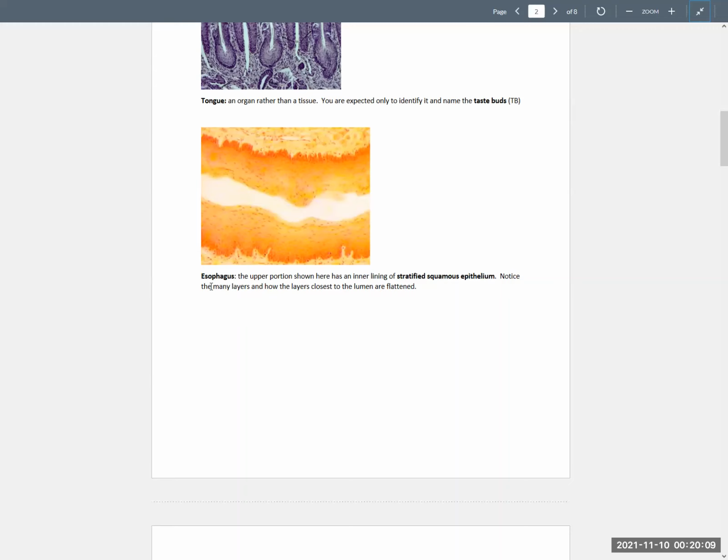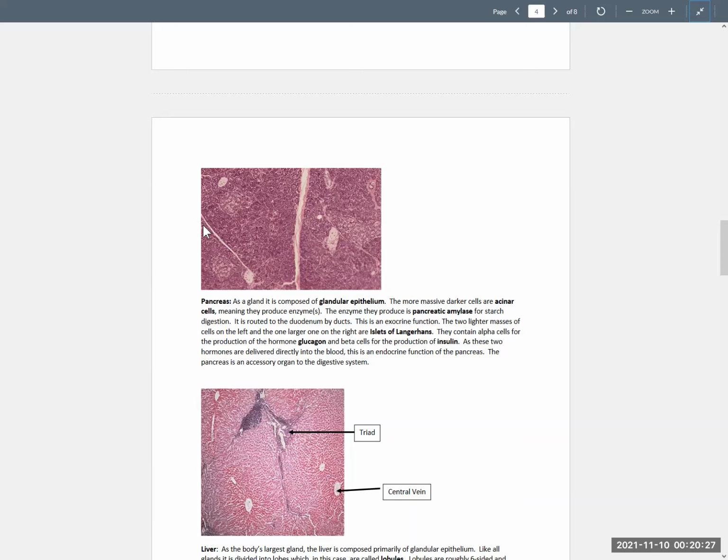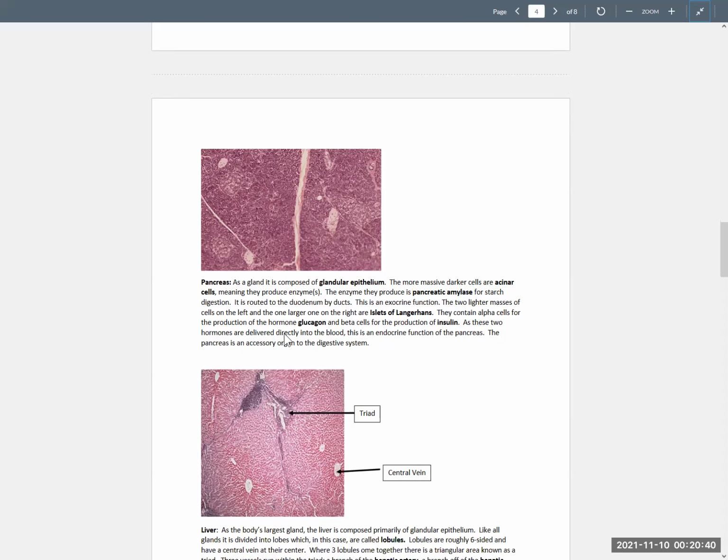Here's the pancreas. And you see these long lines? You can't get those long lines unless you've got a gland. It's a gland. And the pancreas, of course, is a gland, so it's made up of glandular epithelium. Really makes things easy. Do a little bit of reading here if you've got the time.